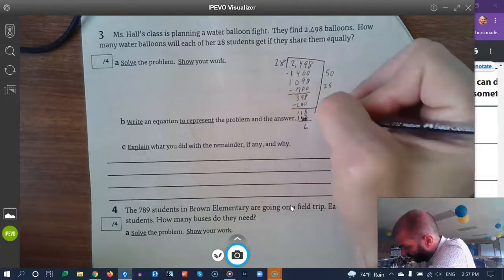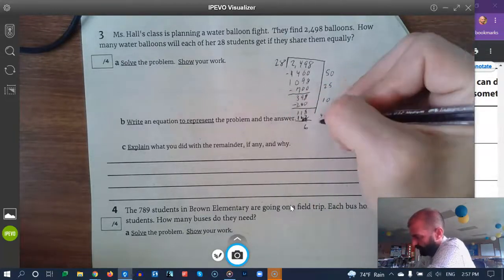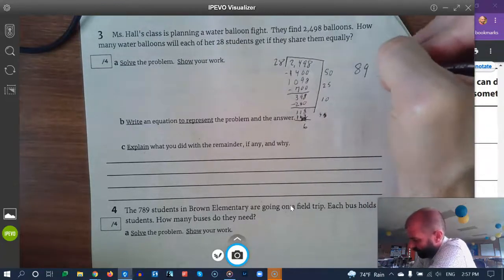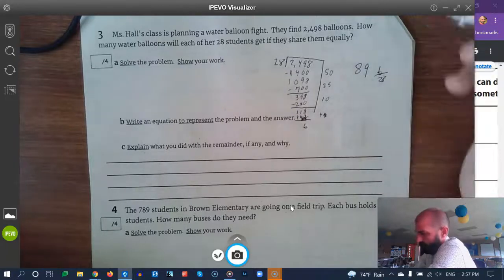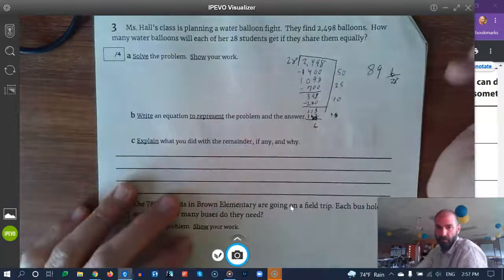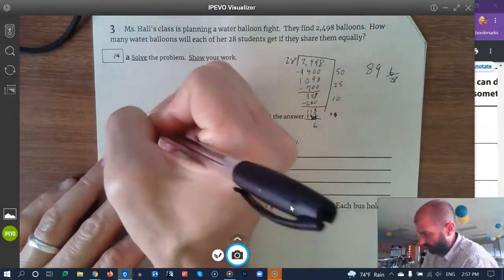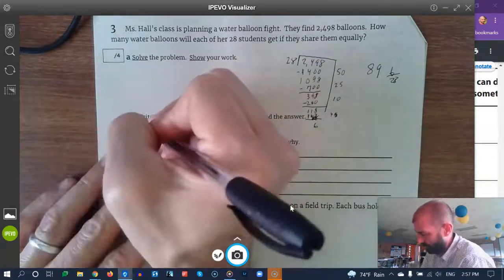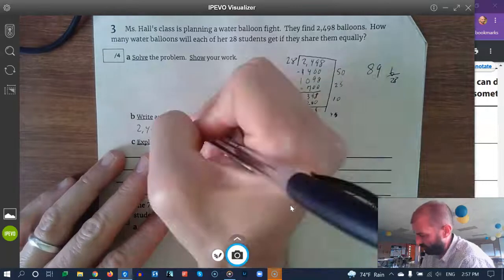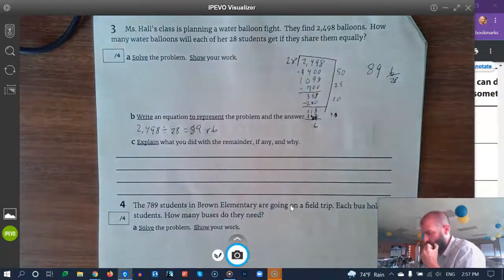So 2 is 56, so 4 is 112. So that means 6 are left over. So I have 50 plus 25 is 75, plus 10 is 85, plus 4 is 89, with 6 remainder 28. So I have 89 whole, and then I have 6 balloons left over. Whew. Oh, man. So that's 2,498 divided by 28 equals 89 remainder 6. Explain what you did with the remainder.